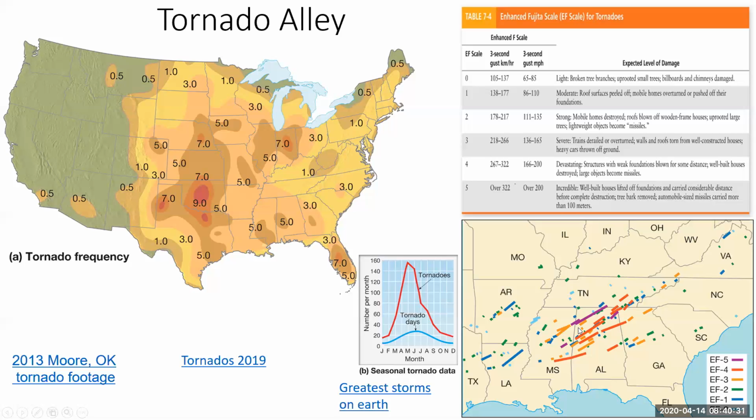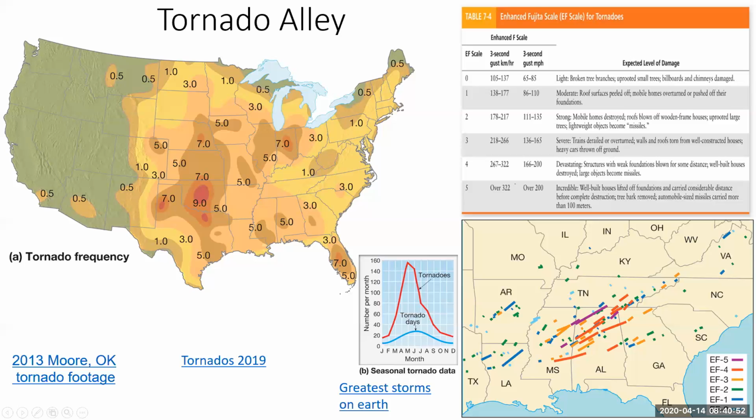I believe it was a 27-year period. So you can see the past. This is just one season, April 25th to the 28th, 2011. It shows you the paths that some of these tornadoes took.